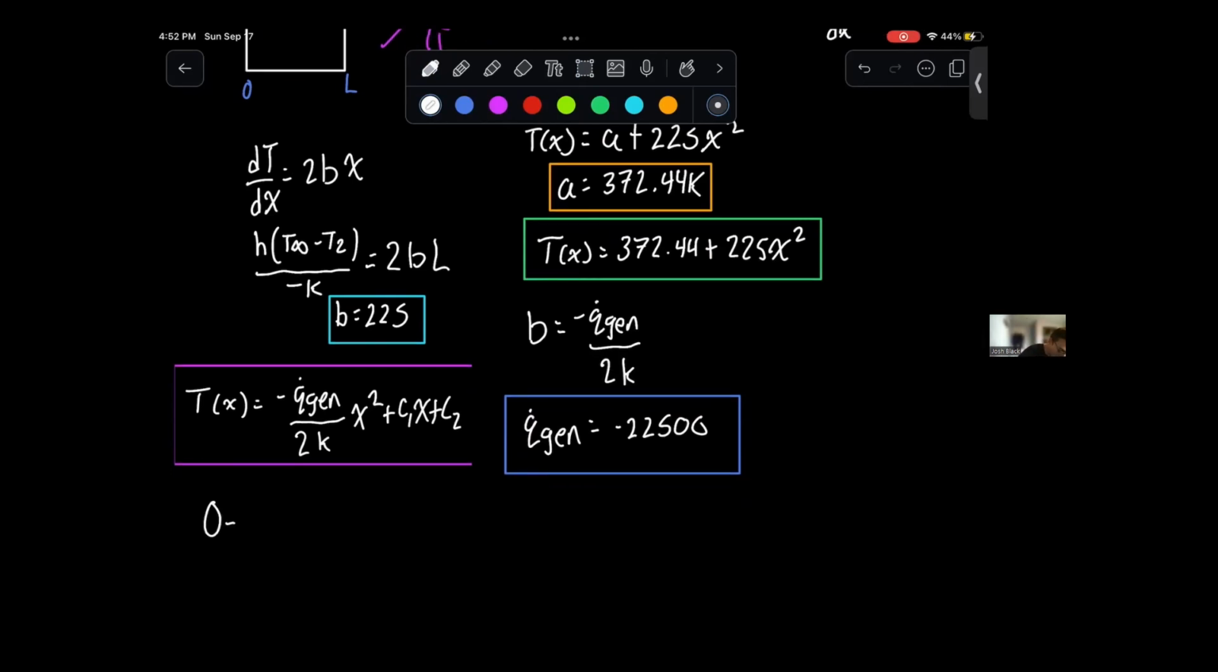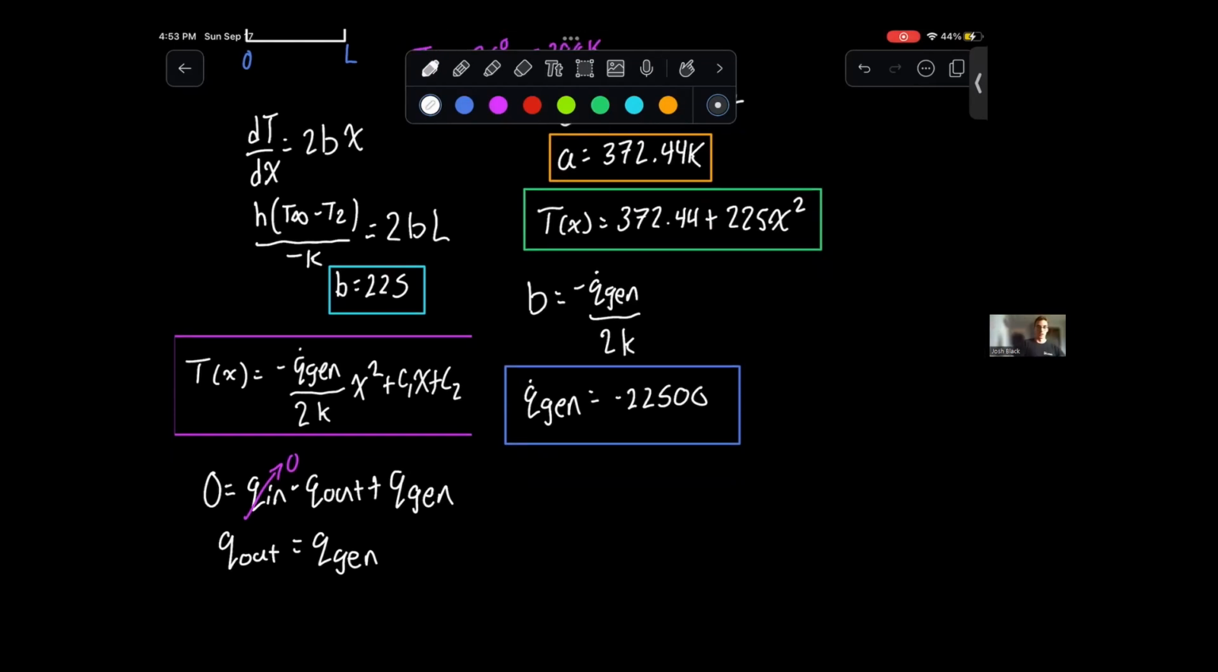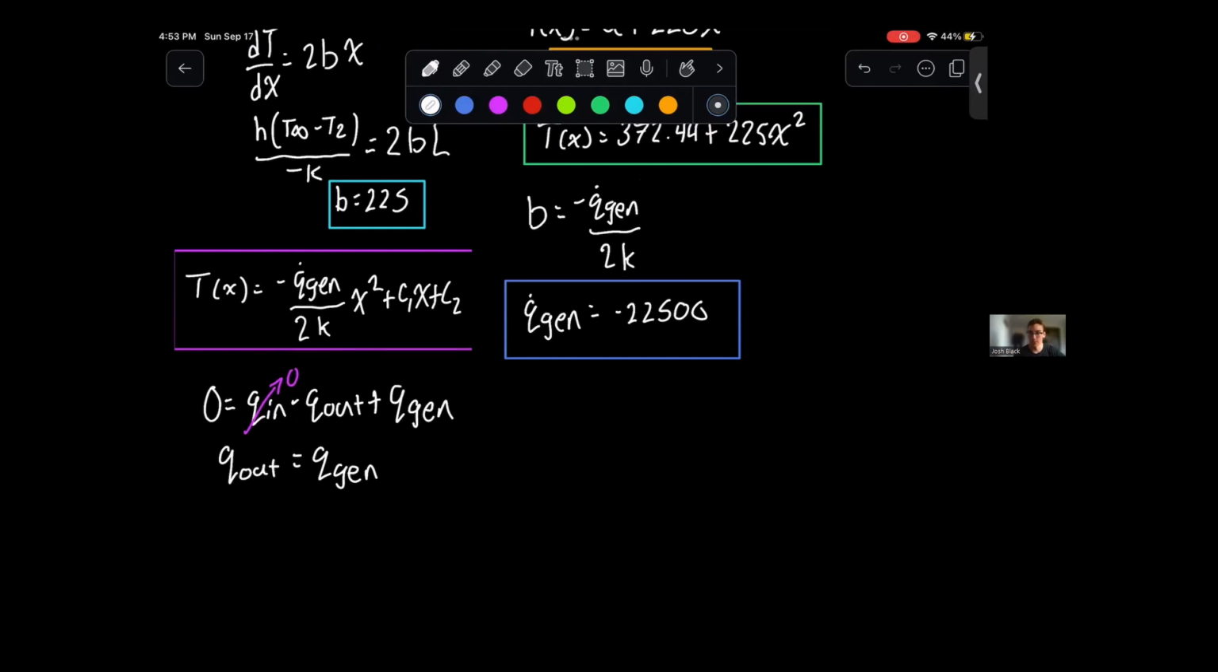So we know our accumulation is going to be 0. We know that's equal to Q in minus Q out plus Q gen. We'll just say the heat rate out. Now we know Q in is going to be equal to 0. We just said that in our boundary conditions. No heat rate. So Q out is equal to Q gen. Now we know Q out is going to be equal to the flux times the cross-sectional area. And we know that Q gen is going to be equal to the flux times the cross-sectional area.